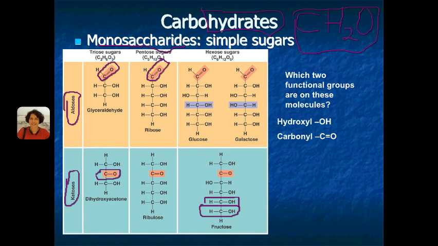All monosaccharides have a carbon atom skeleton. I'm circling the one from glyceraldehyde. Glyceraldehyde has a 3 carbon atom skeleton. Ribose has a 5 carbon atom skeleton. So they have that carbon atom skeleton, and then they have a carbonyl group. Here's the carbonyl group on ribulose. And then there are lots of hydroxyl groups. That's the other important functional group on monosaccharides. Lots of hydroxyl groups, and each of them has 1 carbonyl group.